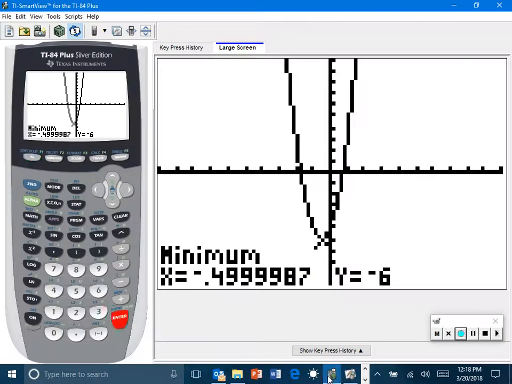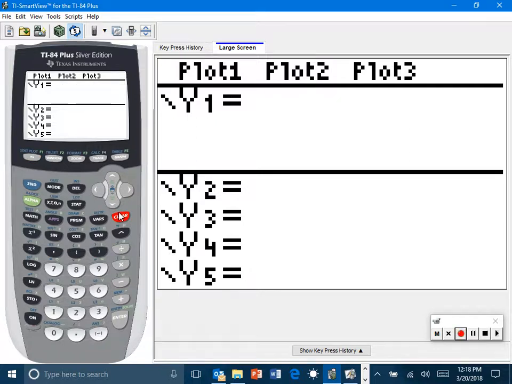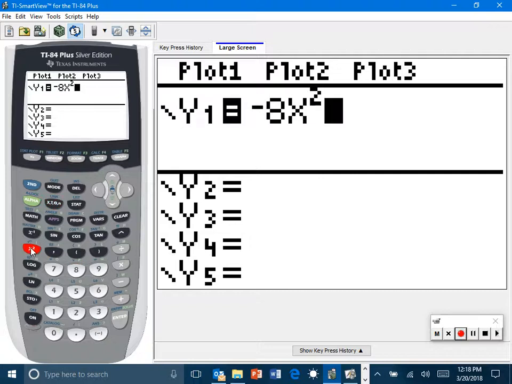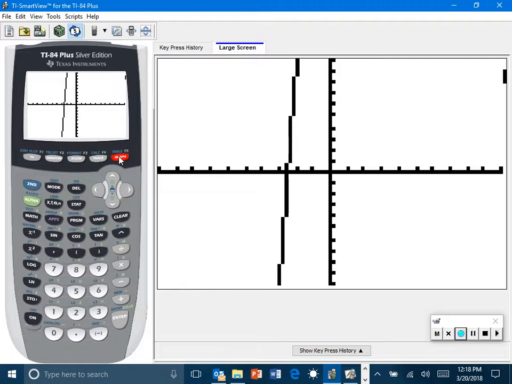Here we go. So we go to our y equals. We're going to type in the negative 8x squared minus the 18x plus 5. All right, I'm going to go ahead and graph this. Now, zoom 6, if it doesn't look like that, remember zoom 6 will put your screen back to normal.